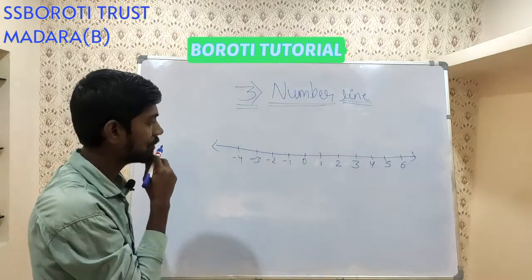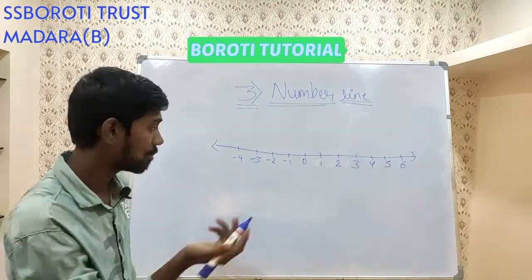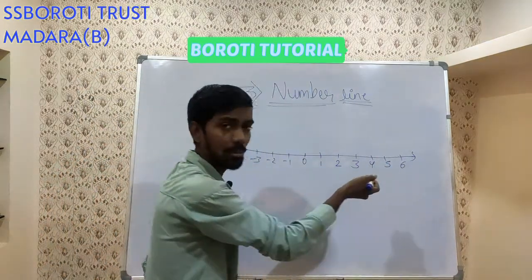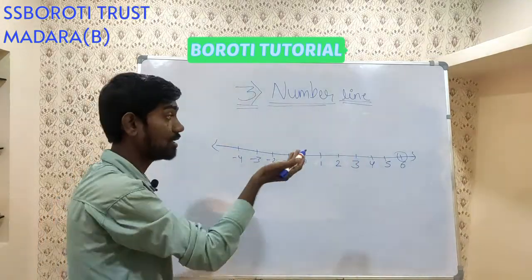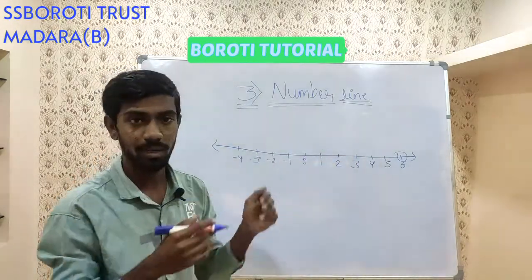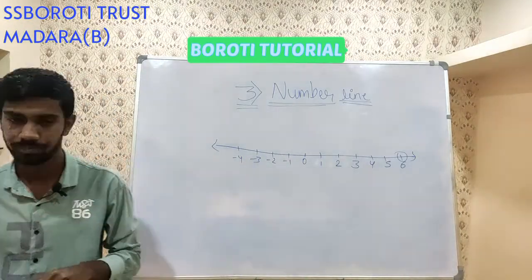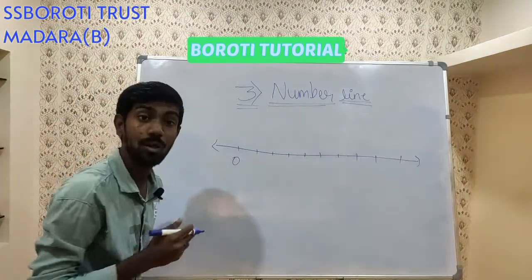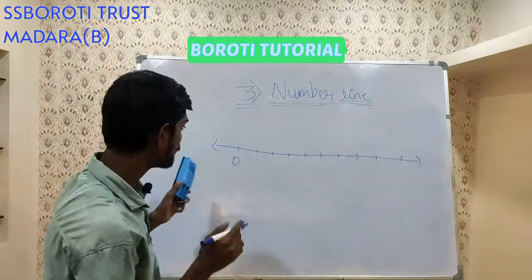Here we also plot some numbers. If they ask you to plot the number 6 on the number line, after drawing the number line, you can plot this 6. If they ask you for 10, then you have to extend the number line, or remove the numbers written here. Because we are plotting the positive number 10, we don't need negative values.